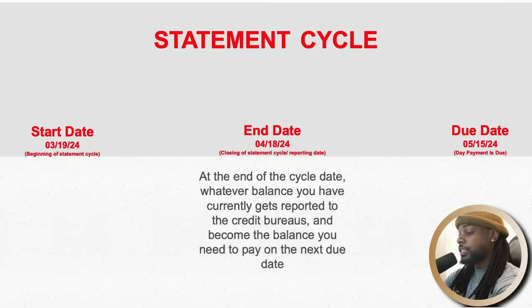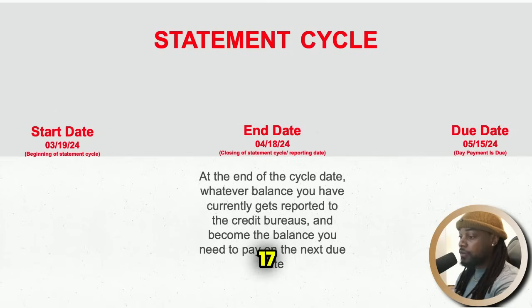It doesn't matter what I spent from March 19th to March 18th. What I know is before this cycle date closes on the 18th, I need to only have $200, because that's 10% of $2,000 or less than that. So let's say from March 19th to April the 17th, I spent $1,800.